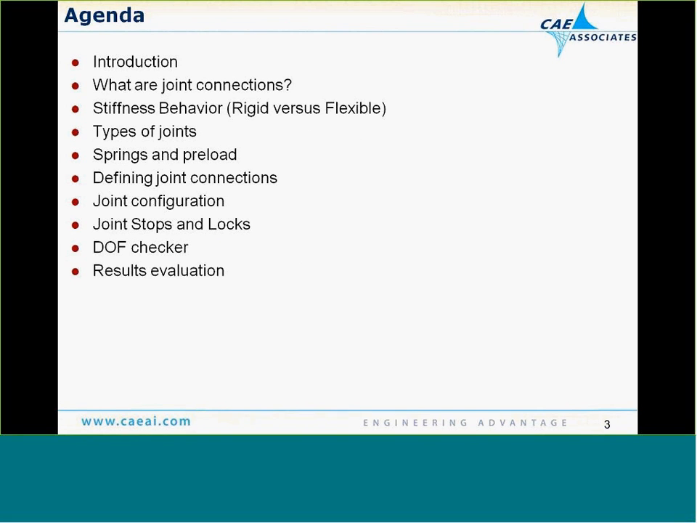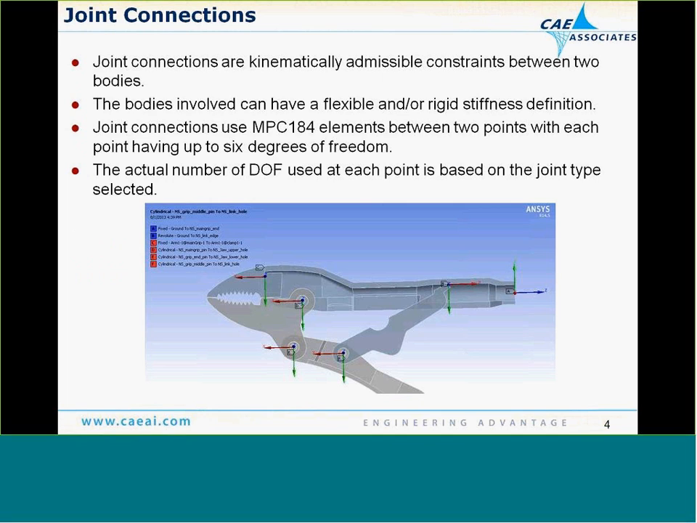Today we'll be talking about joint connections. In addition to that, we'll also spend a little time discussing stiffness behavior of bodies in mechanical and how that pertains to certain boundary conditions. And then we'll basically take you through the range of joints that are available, some advantages to using spring-type joints, and basically show you how easy it is to set up and run a lot of these problems. So rather than going bullet by bullet here, we can jump right into the presentation.